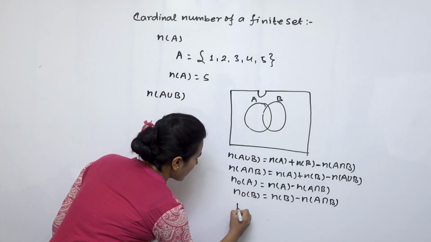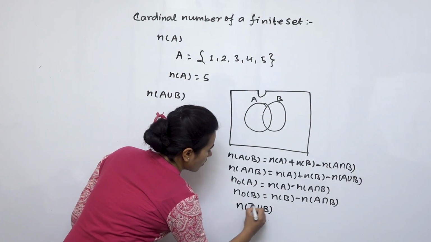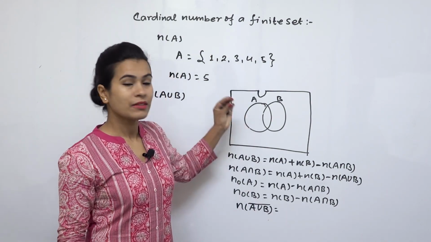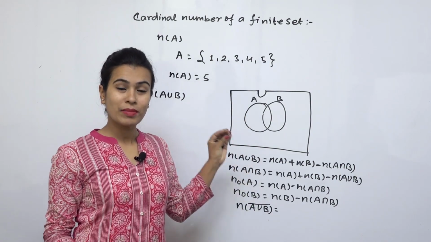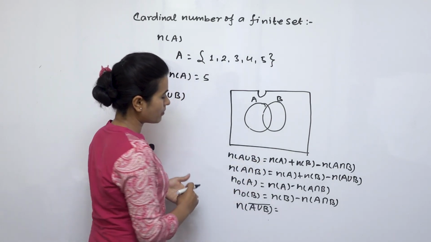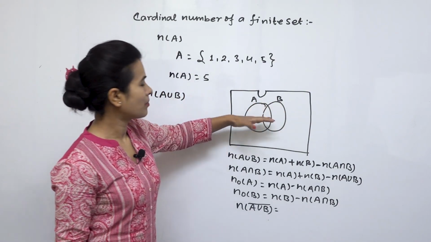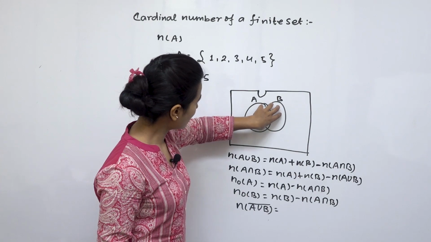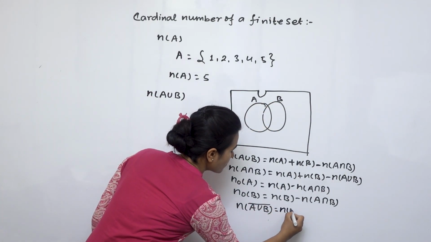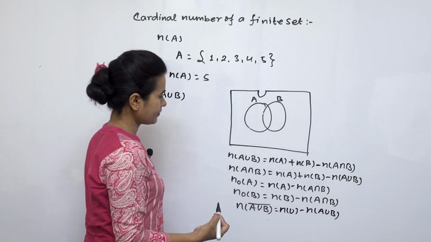Now, n(A union B complement). The complement of any set means the remaining members of the universal set beside that set. A union B means members of A, members of B, and members of both. That means A union B is this circle part. So A union B complement means from U we need to subtract A union B.